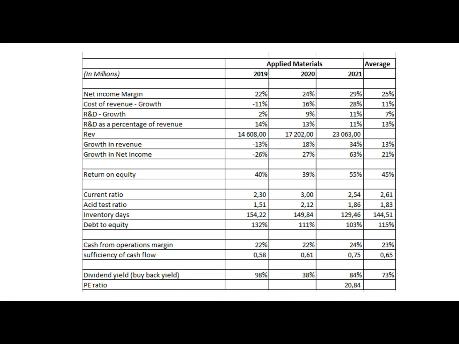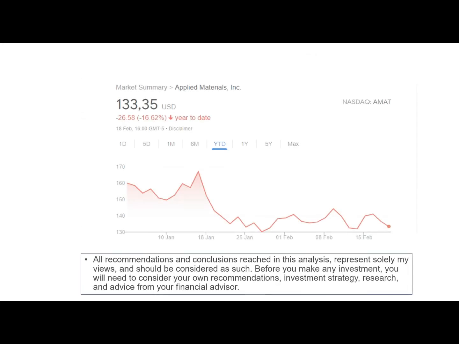So overall, Applied Materials has a very cheap PE. It's performing really, really well. I really, really like this company. The company is performing in a very decent position.